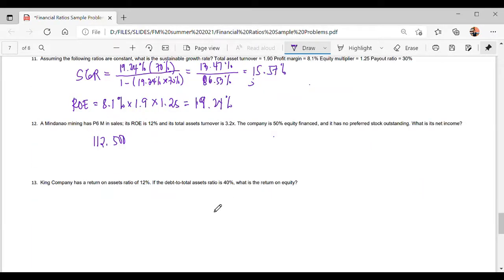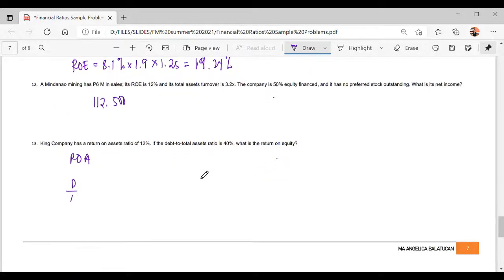Okay, question number 13. King Company has ROA of 12%, debt to total assets of 40%. What is the return on equity? So the given is ROA and debt to total assets ratio. Okay, so only two given. ROA and debt to assets. Okay, debt to total assets is 40%. So this is 0.40 to 1. And then your ROA is 12%.